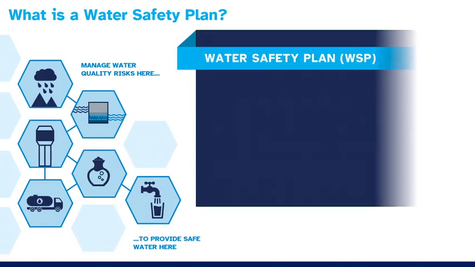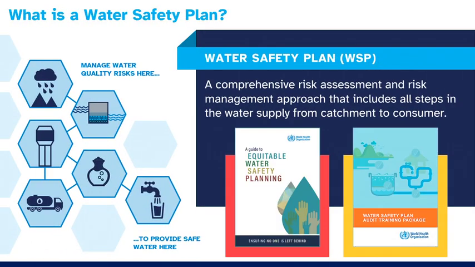A water safety plan, or WSP, is a comprehensive risk assessment and risk management approach that includes all steps in the water supply, from catchment to consumer. WASH Fit incorporates parts of the WSP methodology, such as sanitary inspection forms. However, WASH Fit does not cover aspects like surveillance or regulatory compliance. Countries and communities already implementing WSPs are encouraged to expand these efforts to healthcare facilities.